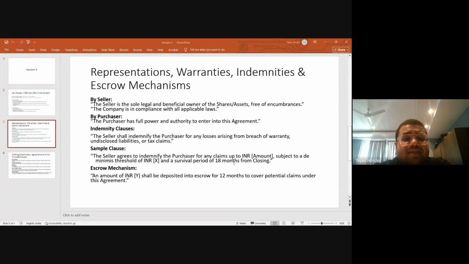The last thing I want you to note is that you also need to ensure that escrow terms are aligned with FDI and SEBI norms wherever applicable.